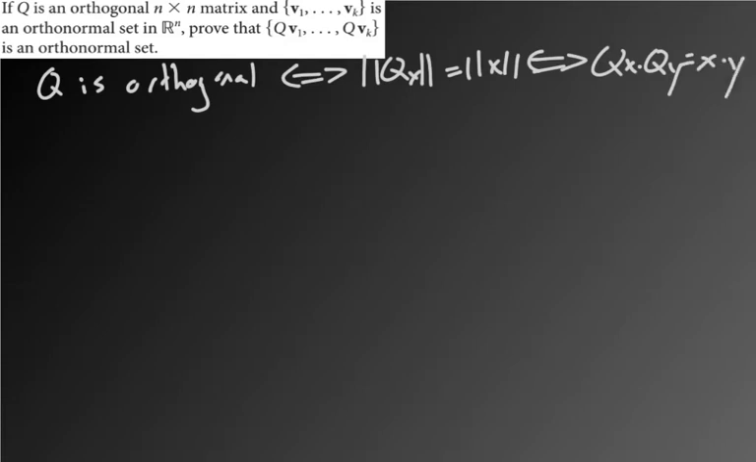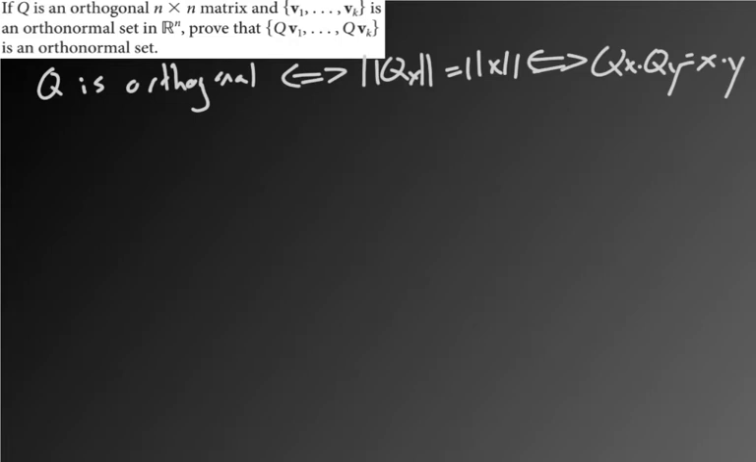And we need to show two things, right? We need to show that these vectors in here are length 1, and that if you dot any two of them, the result is either 1 or 0, right? 1 if they're the same vector, and 0 if they are different vectors. So it just comes out of these properties right here.